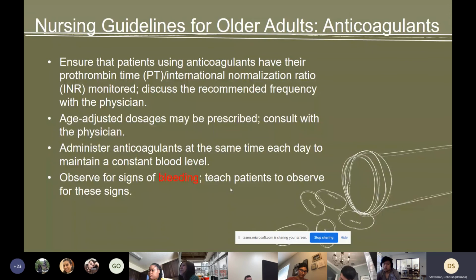All right. Again, just like with all medications, the same time each day is important because we want that blood level. And don't forget to teach them about bleeding. Bleeding can come from nosebleeds, epistaxis. It could come in the GI tract. Yes, we do see that happening as well.